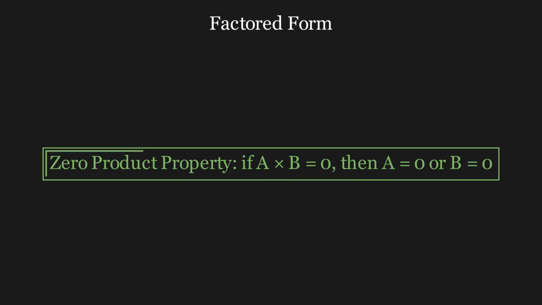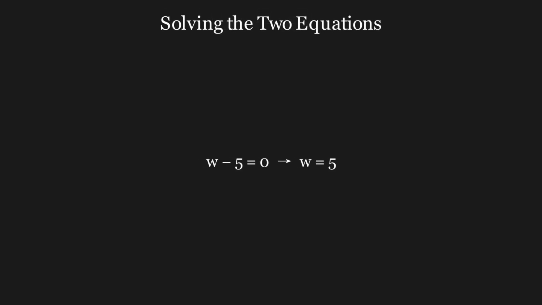This is the moment factoring pays off, and it leans on one clean idea called the zero product property. If two things multiplied together equal 0, at least one of them has to actually be 0. There's no other way to multiply two numbers and land on 0. So we split our one hard equation into two easy ones, either w minus 5 equals 0, giving w equals 5, or w plus 8 equals 0, giving w equals negative 8.